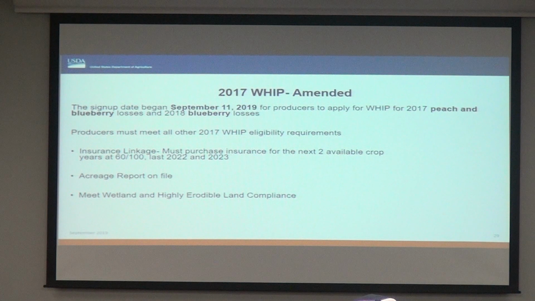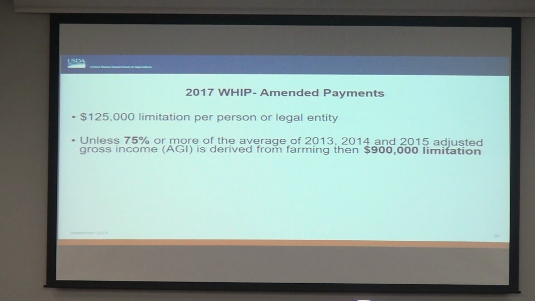You must meet it for the next 2 available crop years at a minimum of 60% coverage on your production, and the next 2 years to obtain the insurance are 2022 and 2023. For this program as well, you must have an acreage report on file and must meet the wetland compliance and highly erodible land compliance provisions. There's a $125,000 payment limitation per person or legal entity.